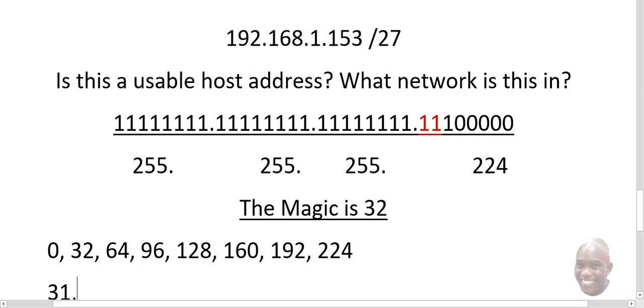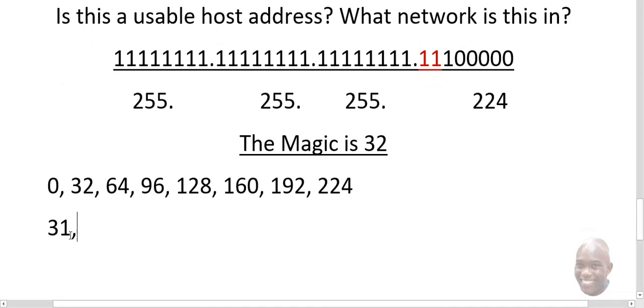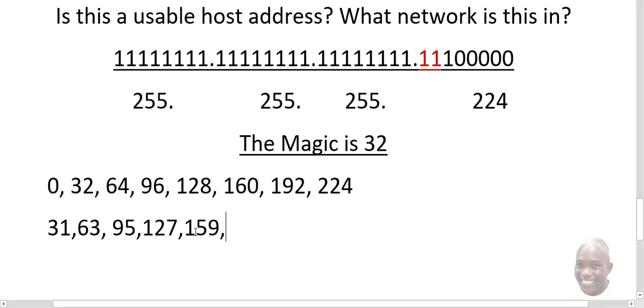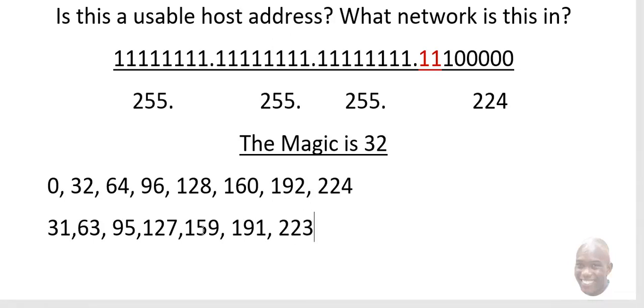So we're going to identify the broadcast addresses here. You have 31, and this would be 63. This one here would be 95. So from network 96, it stops at 127. This 128 stops at 159. This stops at 191. This one here stops at 223. And this one here stops at 255.